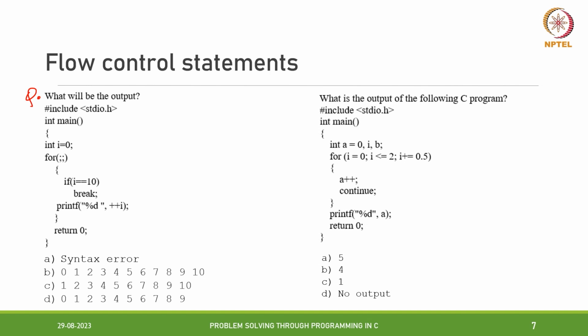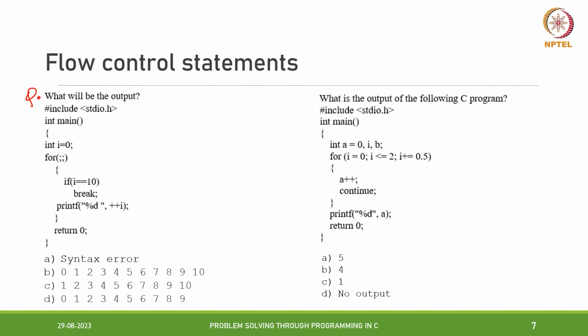So we have again a for loop with iterator i initialized to 0, and inside that we are saying that if i equals 10, then we break out of the for loop, and you're printing %d with ++i, so it is a prefix operation. First the increment will occur and then the printing will happen. So what should be the output for this? For the first iteration, what is printed?